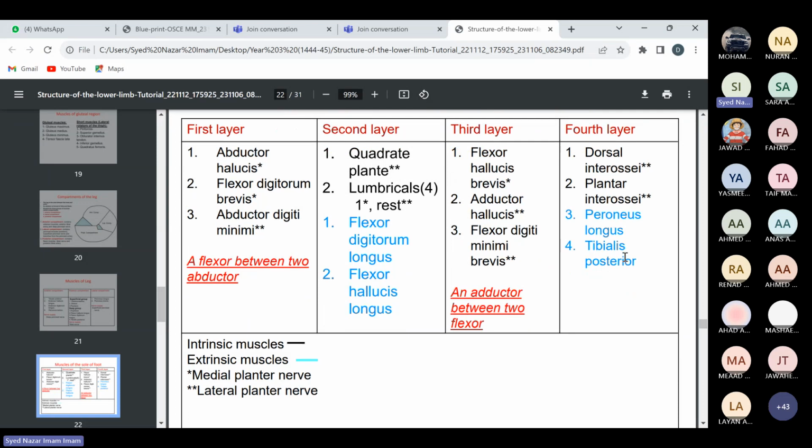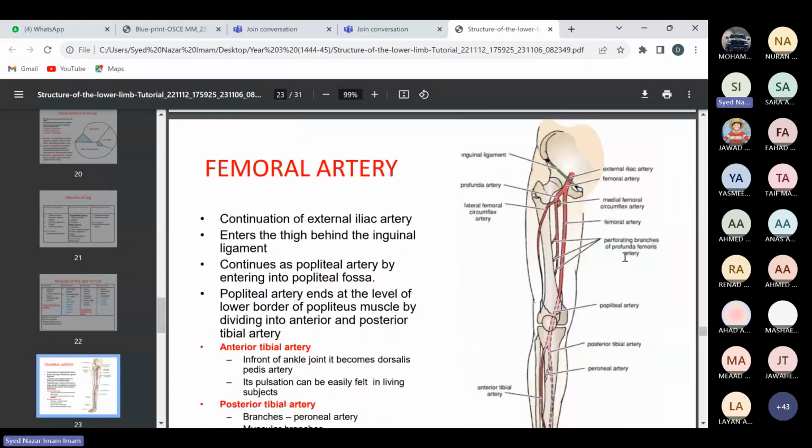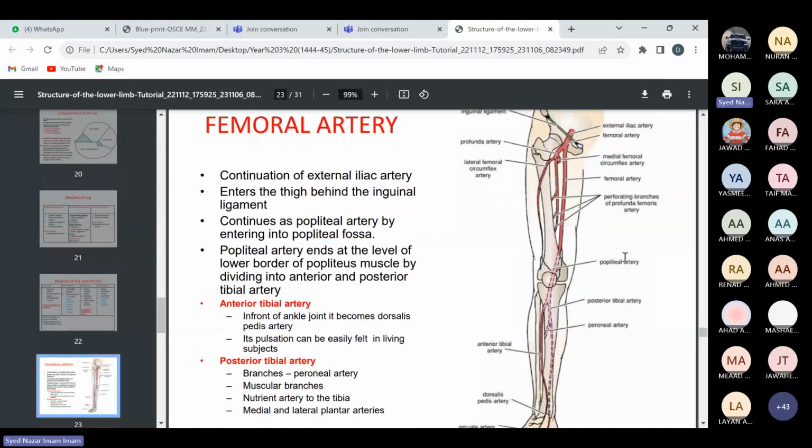This is about the muscle. Now, which is the main artery? Main artery of the lower limb is the femoral artery. And it is continuation of what? The external iliac artery. And this is the ligament. This is the inguinal ligament from anterior superior iliac spine to the pubic tubercle. And then it becomes the femoral artery.